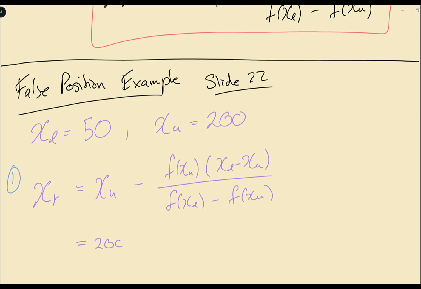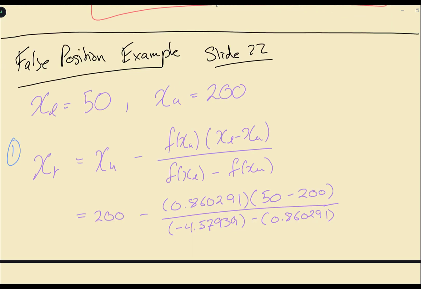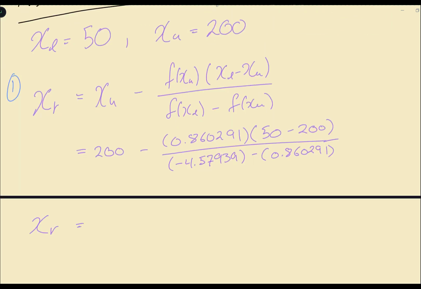So in here, this is 200 minus 0.860291. For some of these numbers or expressions, I will write down the numbers, and you can try them out later and see that you get these numbers. What we're focusing on is not doing simple calculations. What we're focusing on is the actual algorithm to show how we perform false position and how we perform bisection, all right? So that's why I'm not doing all of the math steps in between.